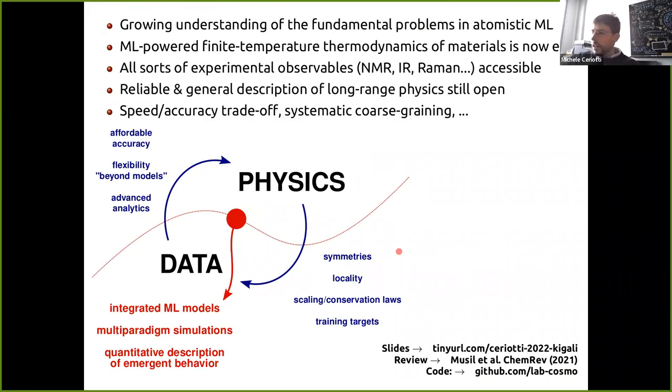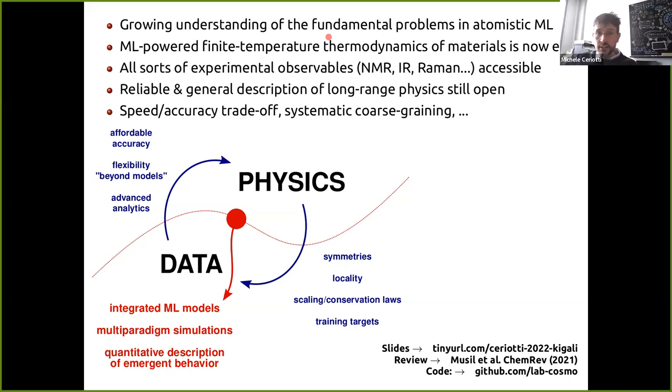So to wrap up, and also to leave 10 minutes in case you have any questions: I think that machine learning is moving very fast, not only in delivering tools that you can use to reduce the cost of performing simulations with electronic structure accuracy, but there is also a lot of progress in understanding the fundamentals of atomistic machine learning, which I think is useful and important because it allows us to make better informed choices.